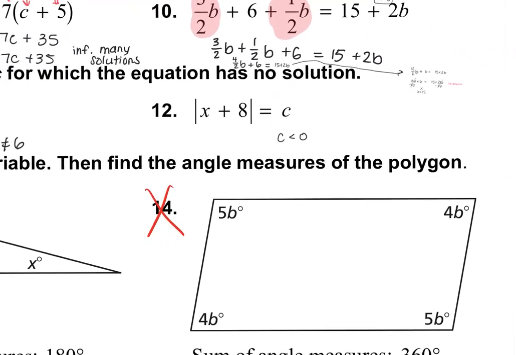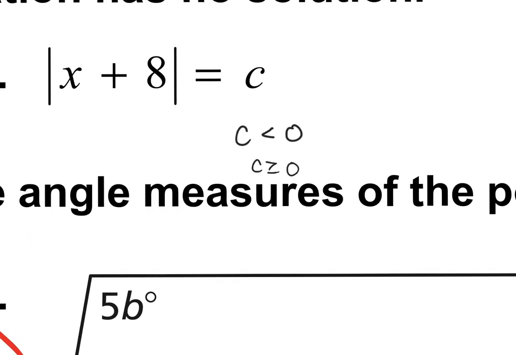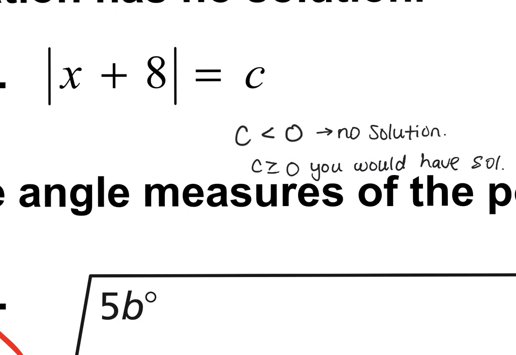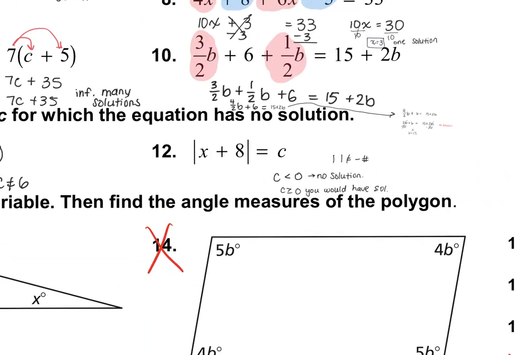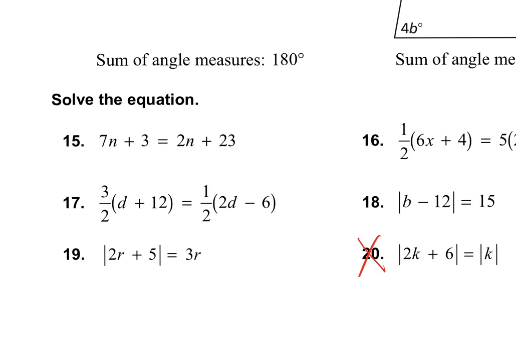Excuse me. For no solution, okay? If c was greater than or equal to 0, you would have a solution. But for c less than 0, c being a negative number, you would have no solution. Absolute value cannot be a negative number. Okay? All right, 13 and 14, you should skip. Number 15. Solve the equation.